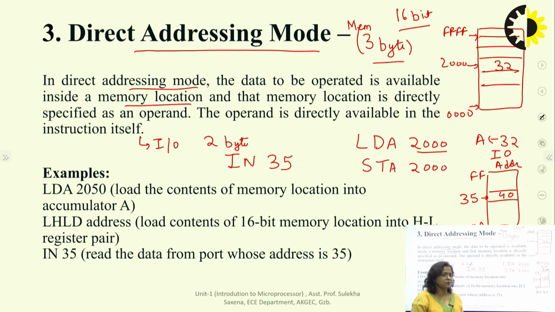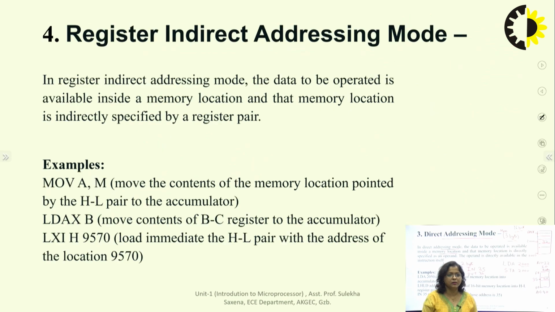Specifically, only two instructions are used for IO ports, that is IN and OUT. In these two instructions, the address is of 8 bits because the IO port address is of 8 bits only. So only 1 byte is required for the address and 1 for the opcode. So IN and OUT instructions are of 2 bytes only. We consider an example, that is IN 35. So 35 is the address of the IO port. From this address, the data has to be copied to the accumulator. Similarly, if it is OUT 35, then the value of the accumulator is copied to IO location 35. So I hope direct addressing mode is quite clear.